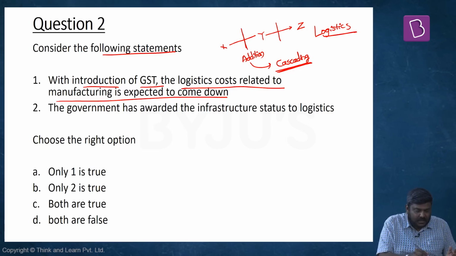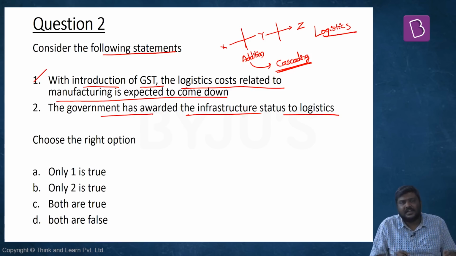So, point 1, correct. Second one, the government has awarded the infrastructure status to the logistics sector. Already we have discussed this. Yes, point 2 is correct. So, the right option for question number 2 will be option C. Both the statements are true.